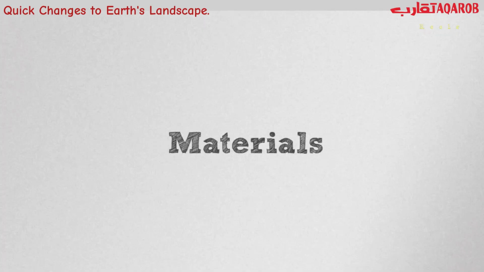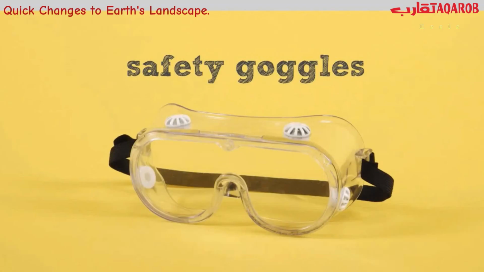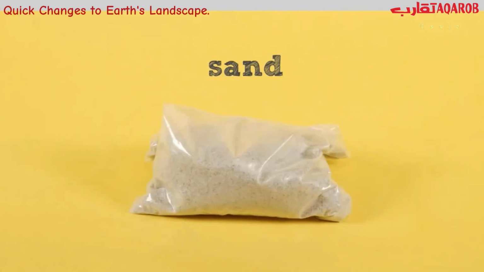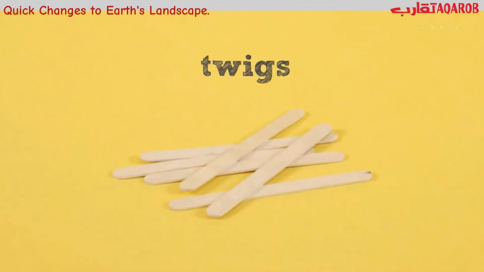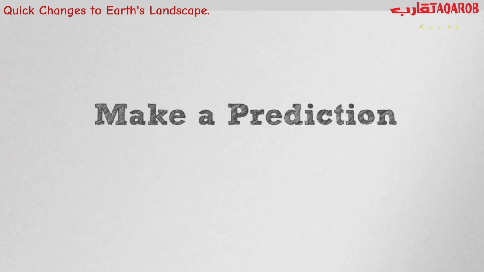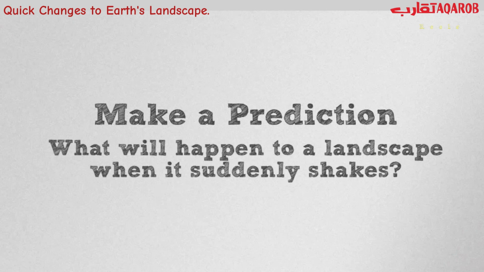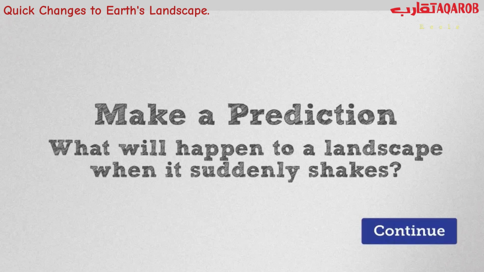To carry out this investigation, you'll use safety goggles, an aluminum pan, sand, a cup with water, cubes, and twigs or craft sticks. To complete this activity, you'll create a landscape model. You will then shake the model with different amounts of force and observe how the model is affected. Before you begin, make a prediction. What will happen to a landscape when it suddenly shakes? Take a moment to share your prediction with your classmates, then select Continue.